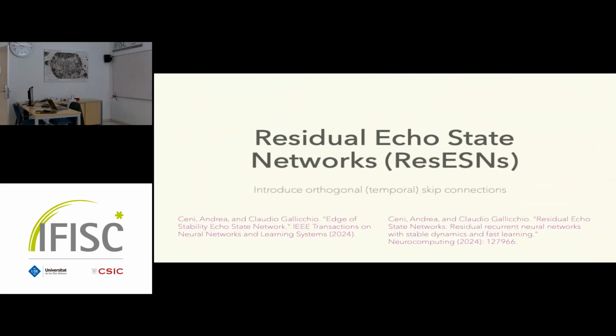So in the last few years, we have investigated quite a lot this problem. And the question that we posed ourselves was, how is it possible to create a system that is still reservoir computing, so still without learning of the internal connections, but without the fading memory, right? So that it could be used for time series classification in a better way, right?